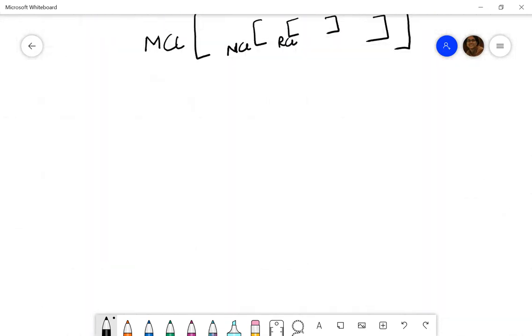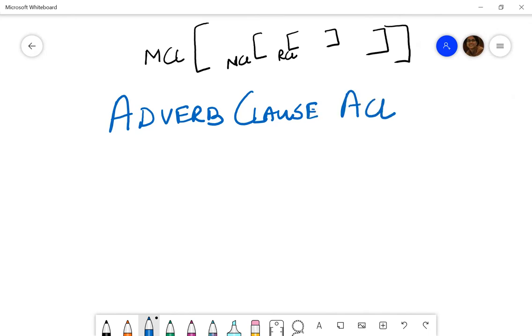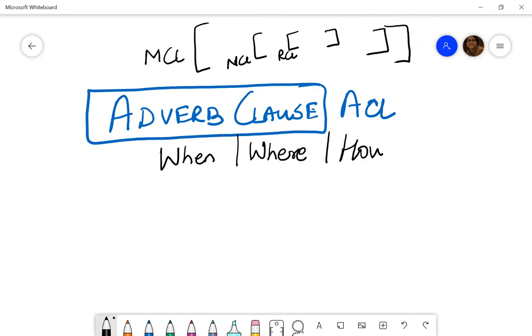That is what it is when you're talking about relative clauses. The other kind of clause that we have is the adverb clause. The adverb clause is what you talk about as ACL, capital A, capital C, small L. The ACL answers certain questions: it answers the question when, where, how, and why. So these are the four questions that the adverb clause primarily answers.